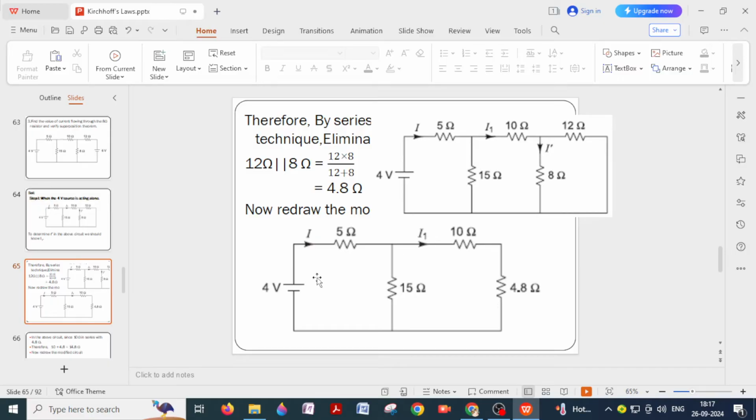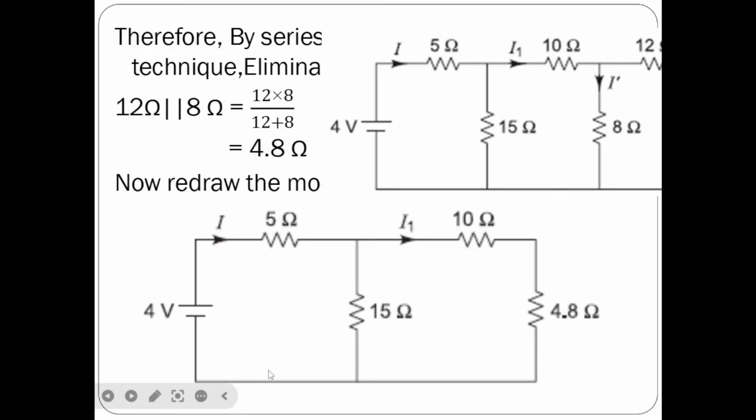Now, you just observe here, current comes out of this positive terminal, and it flows through 5 ohms, and at this junction current is dividing into two parts. Whatever current flows through 10 ohms, the same current will flow through 4.8 ohms. So, current is not dividing here. Whatever current I1 flows through 10 ohms, I1 also flows through 4.8. So, 10 and 4.8 are said to be connected in series.